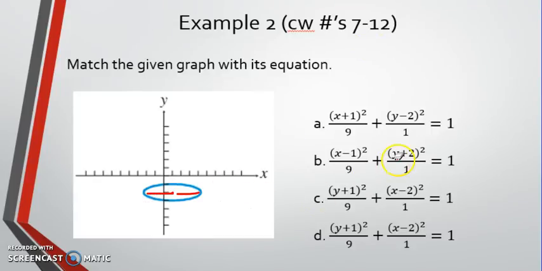And if I'm looking at the y piece, the number underneath y is a 1. The square root of that is still 1. So that's telling me up and down, my graph should be going a length of 1. So that one definitely seems to match. My answer choice would be that one.